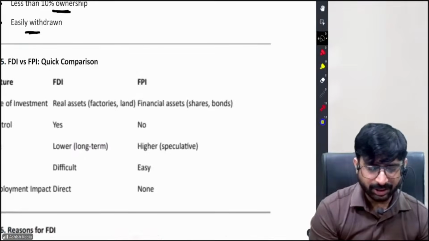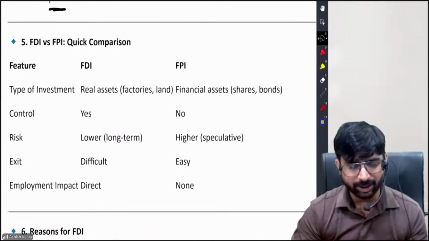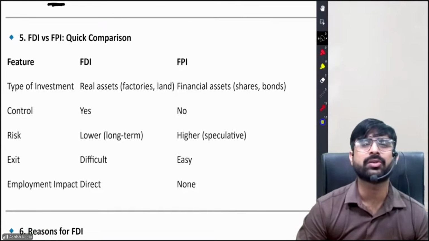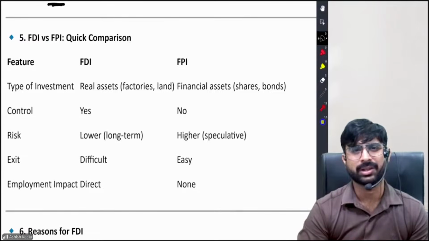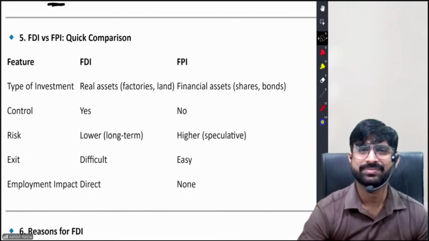So students, finally, I want you to read these differences between FDI and FPI. I have explained all. I just want you to witness it for a minute or two. Please look into that.